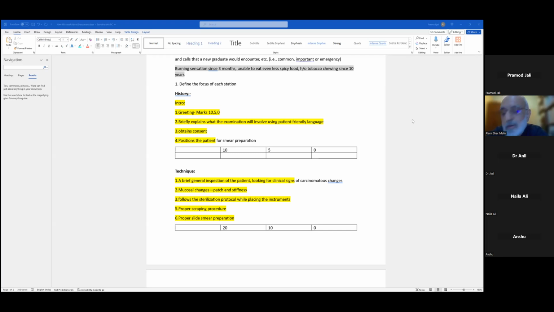Any other comments, please? Sir, you expect for history taking there should be one standardized patient, and for technique the other standardized patient. That's right, because each station has to be independent. Thank you, sir.